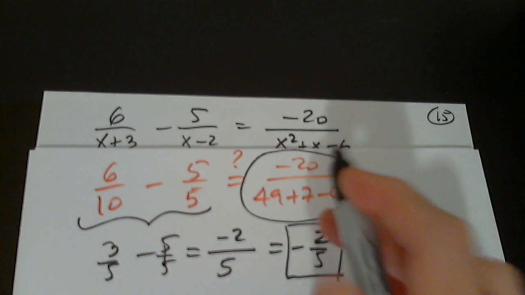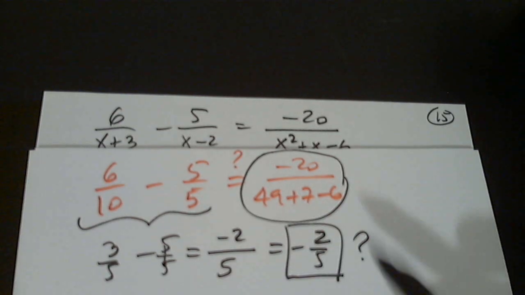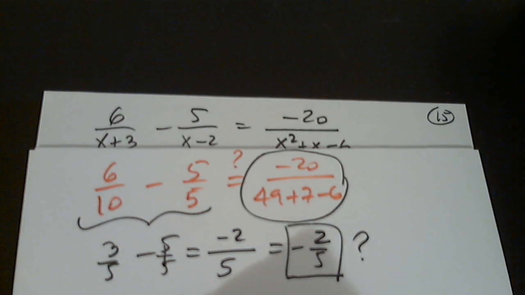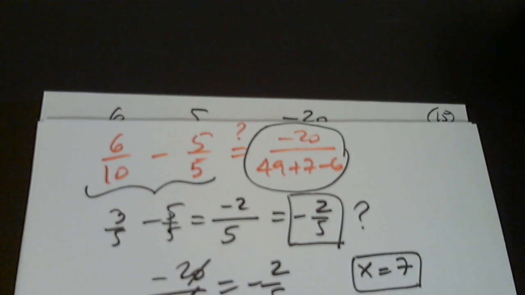So the top, negative 20, the denominator, this is positive 1. 49 plus 1 is 50. Here it is. Simplified, negative 2/5. So indeed, x equals 7 is the correct answer. I don't need anyone to check or anyone to tell me yes or no. I checked myself. I plugged it back in.